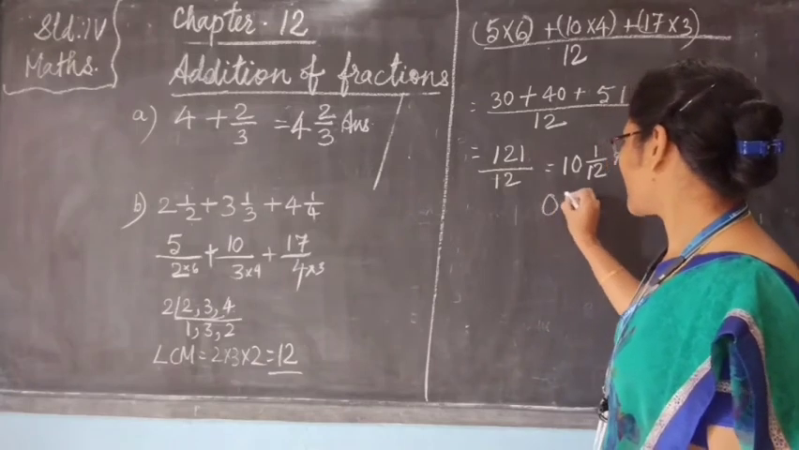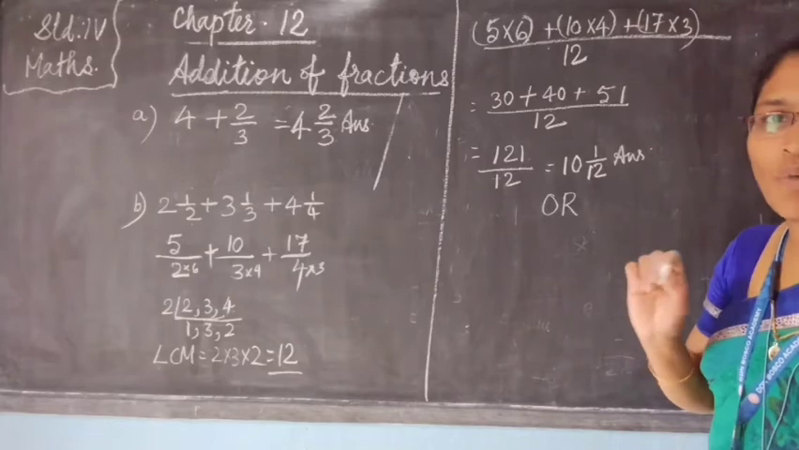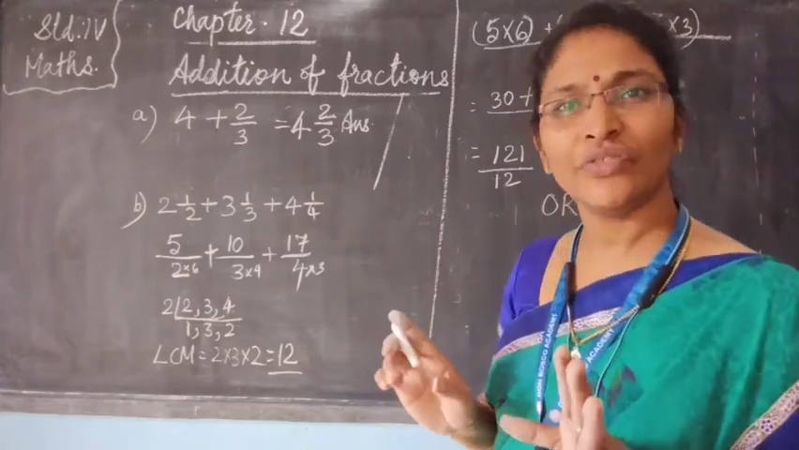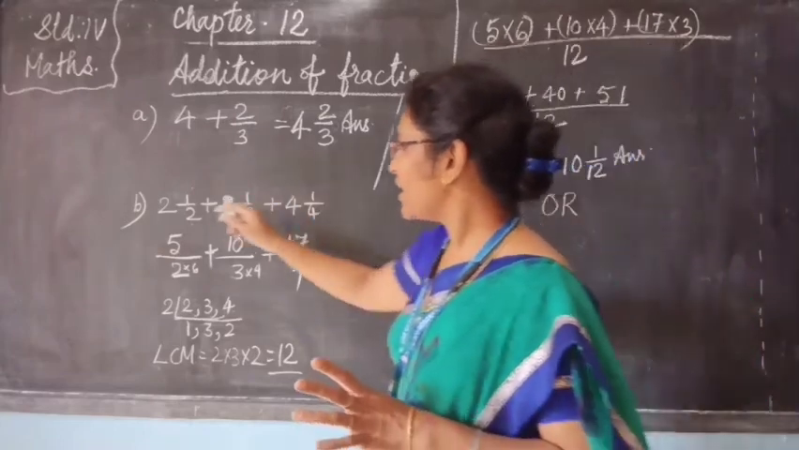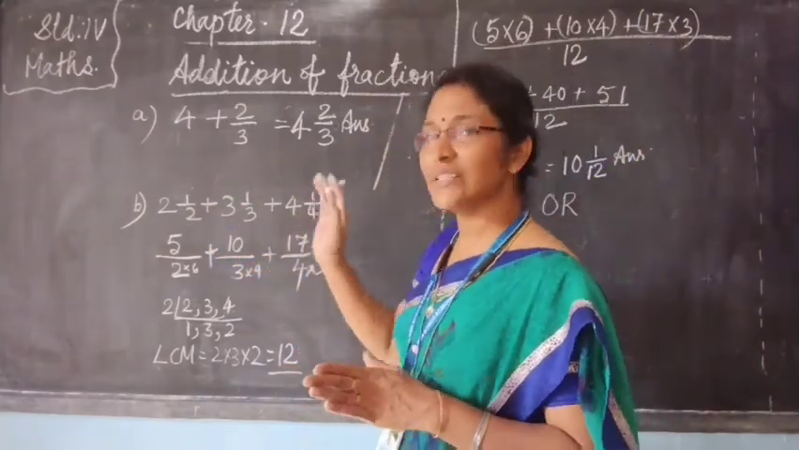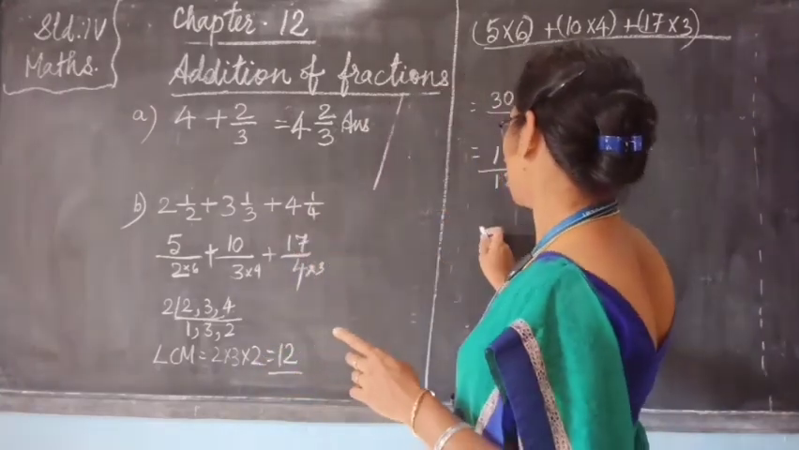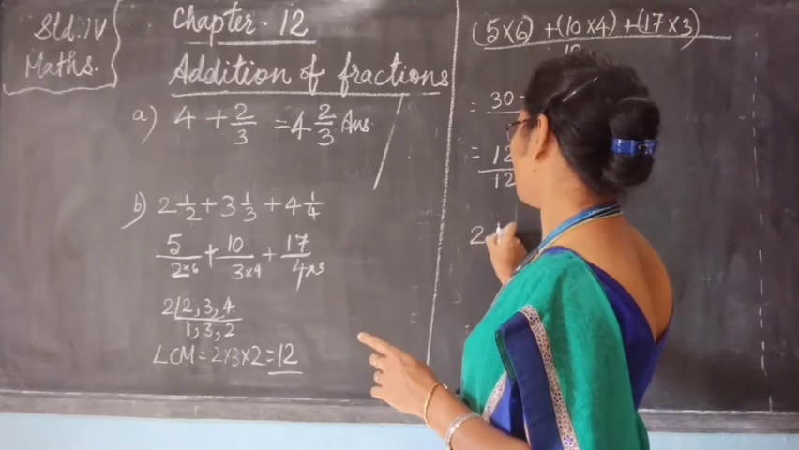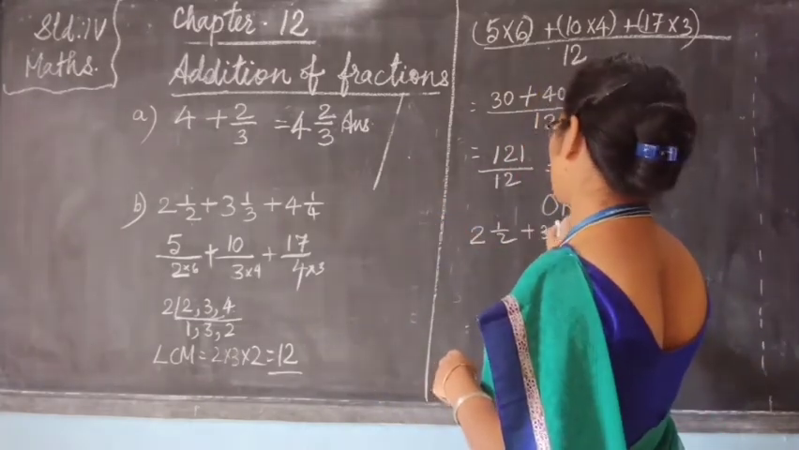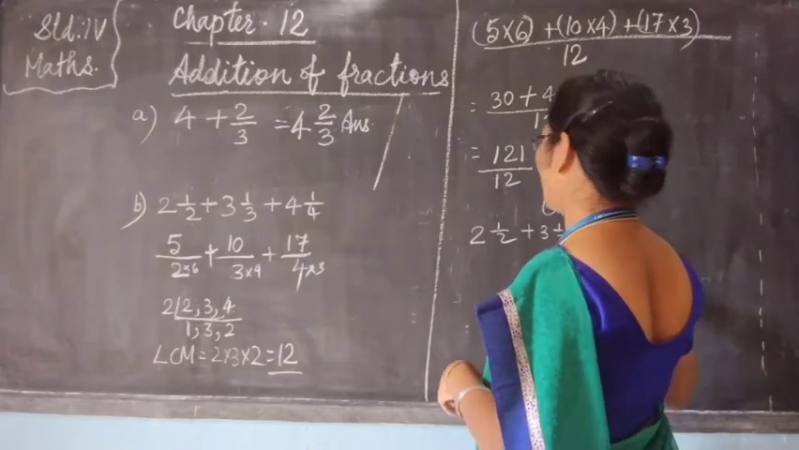Okay. Now, in this type of questions, we can see one more option, and it can be done only in the case of additions. Here, 3 mixed fractions are given. We can add them in one more way. I will discuss what that way is. 2 1 by 2, I am just copying the same question, plus 3 1 by 3 plus 4 1 by 4.